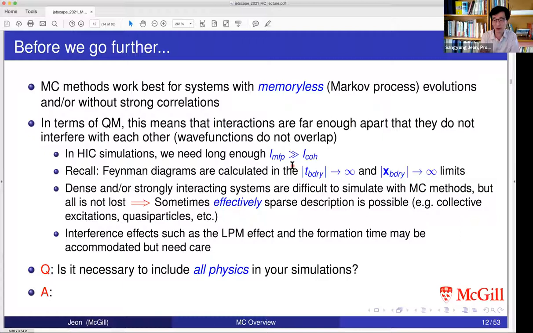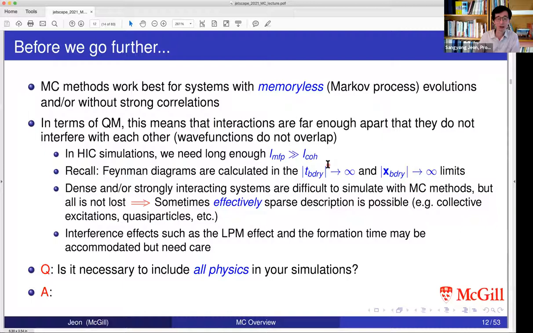and then you can call them two separate particles. If you have a large angle scattering, this is almost instantaneous. If you have a collinear radiation, for instance, this is not instantaneous. You have to give the mother and daughter pair enough time so that they can actually separate and be regarded as separate particles. And that's what coherence length is all about. So in heavy ion collisions, to do Monte Carlo simulation, we need the mean free path to be longer than the coherence length. This is not always the case. Then you will have to devise some other methods or a slightly different formulation of the problem.